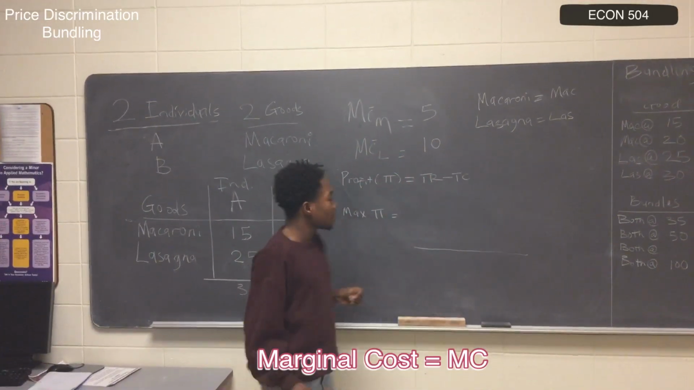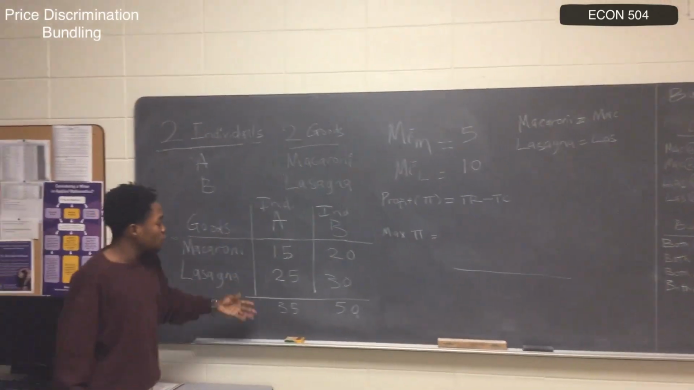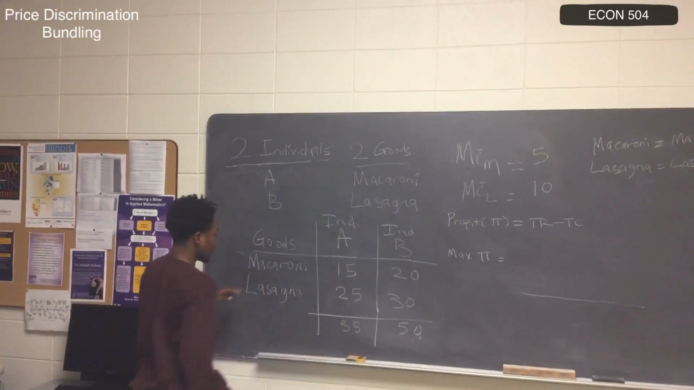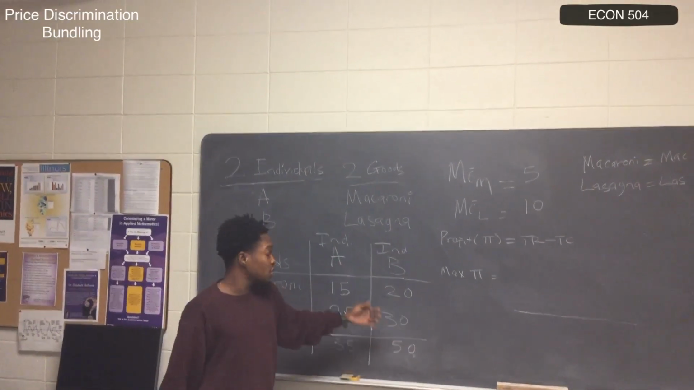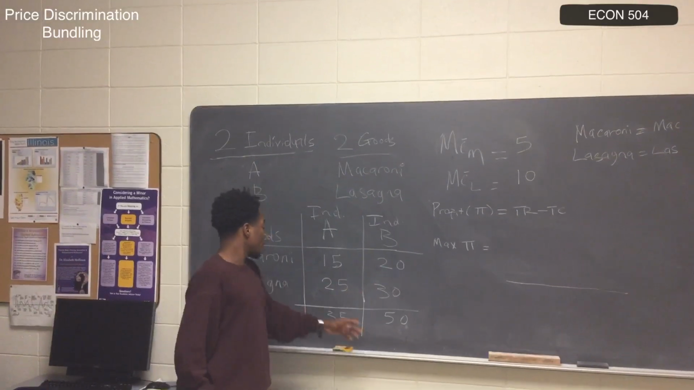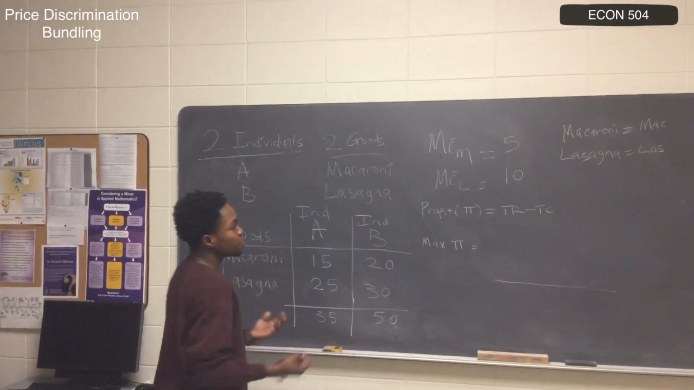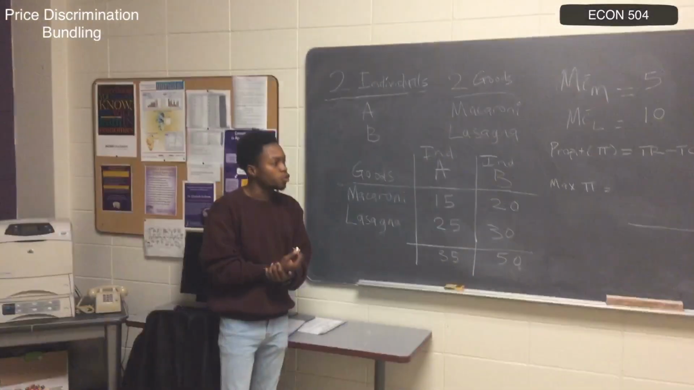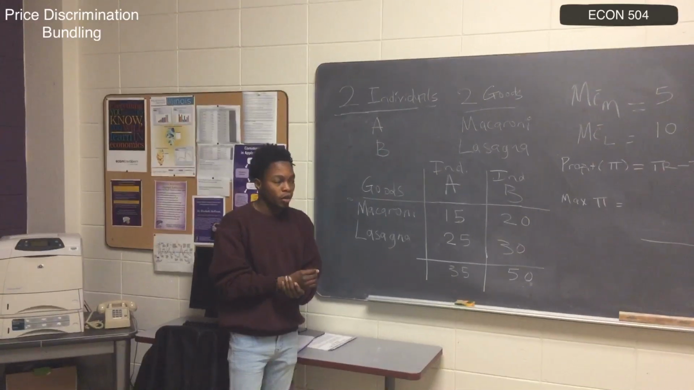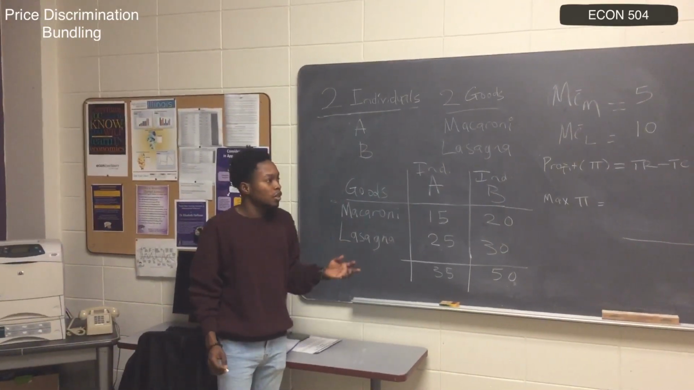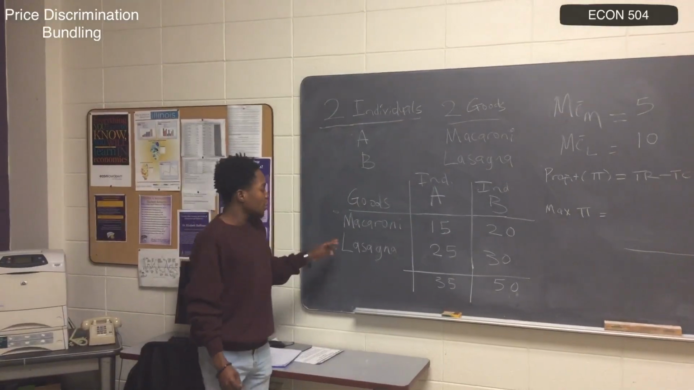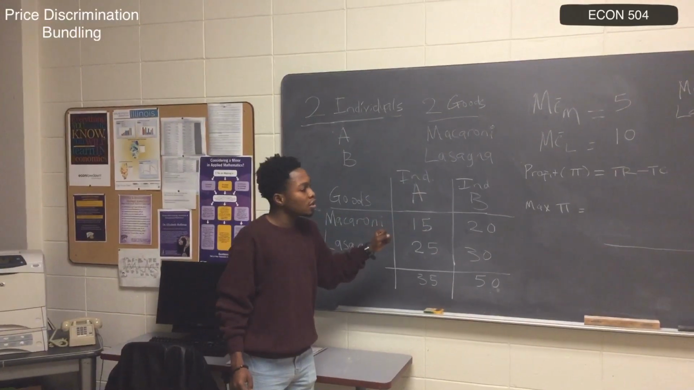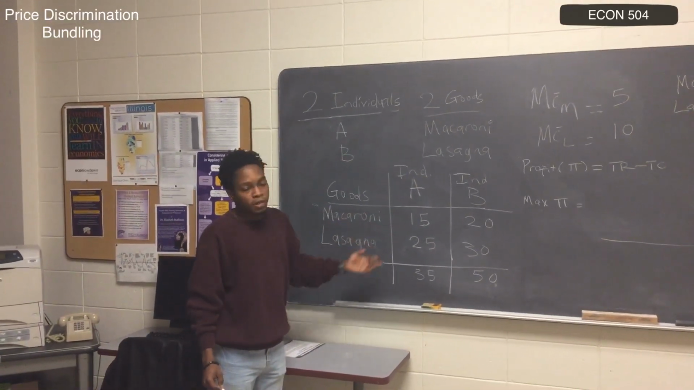That is for lasagna. So for the first individual, his total amount that he spends on both goods is $35, while for the second individual, the total amount that she spends on both goods is $50. So this brings us to the price discrimination topic that we're going to talk about today. Under profit maximization, we're going to label it as bundling. So bundling just means we'll look at how a producer, which is myself, can combine both goods to sell to the individuals and make maximum profit.